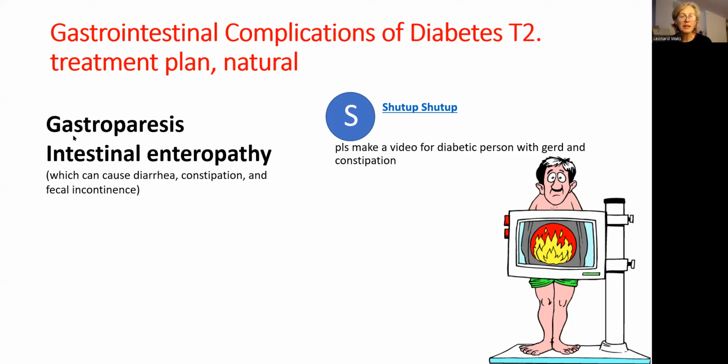The most common is gastroparesis. Fancy word, it means abnormal movement of the stomach. The second one, intestinal enteropathy, is a very general term for the inflammation of the intestines, of the digestive tract.